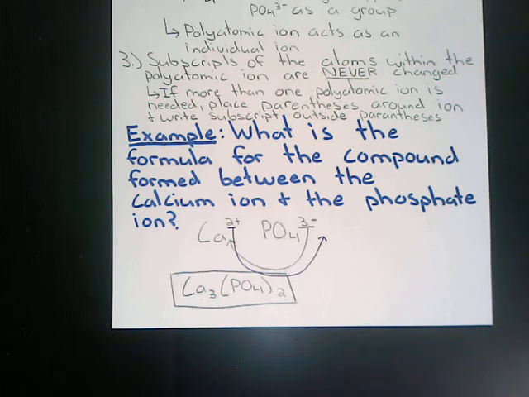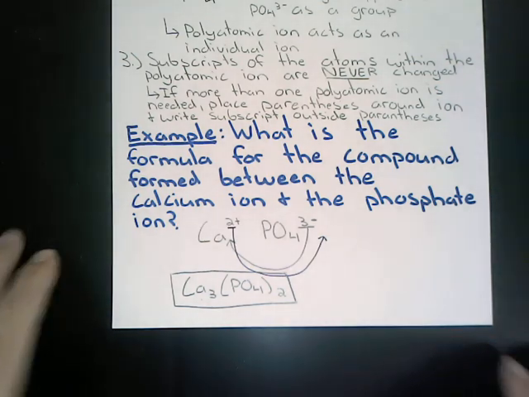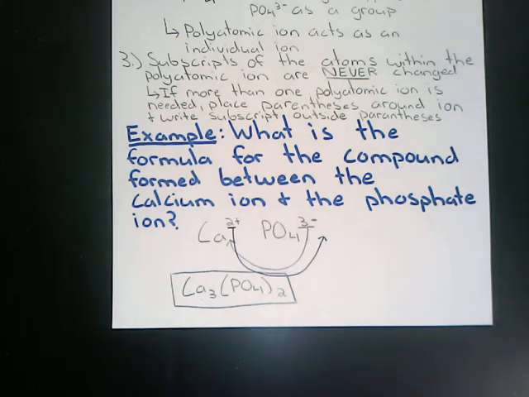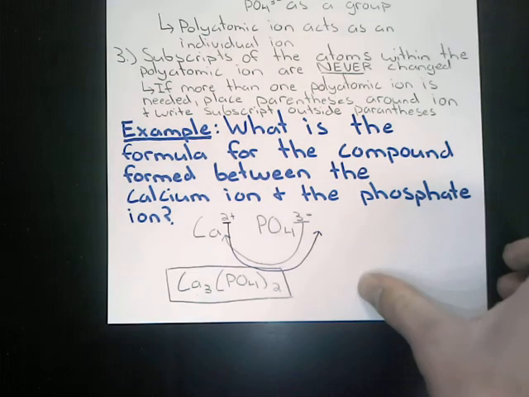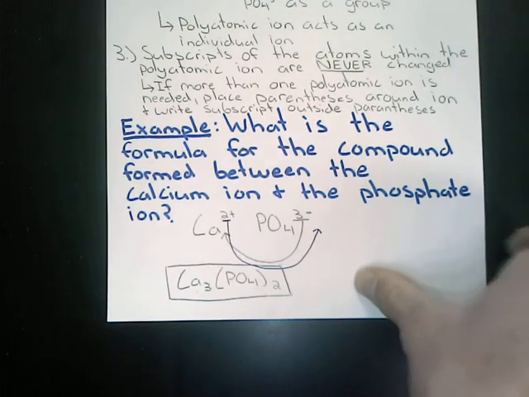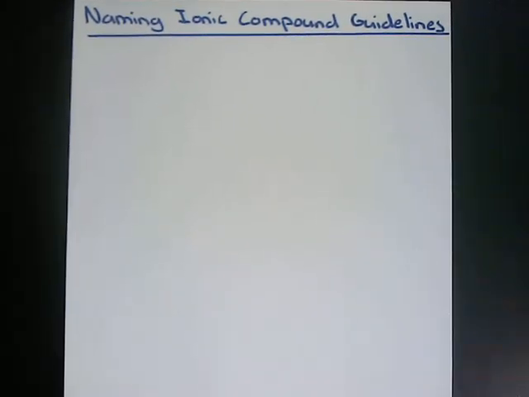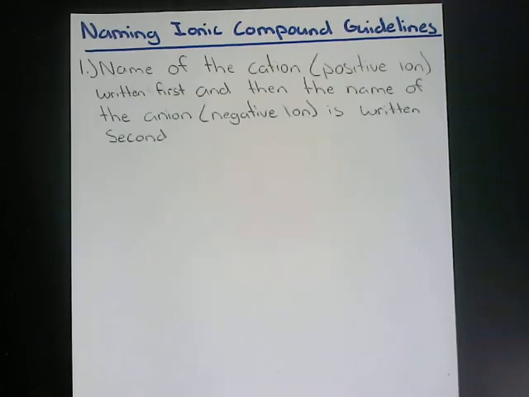Now what we are going to do is transition to go from formulas to actual names. So now we'll have formulas and names in our video here. So, naming ionic compounds. Our guidelines here are this. Number one, the cation, or the positive ion, is always named first, and then the name of the anion, or negative ion, is given second.